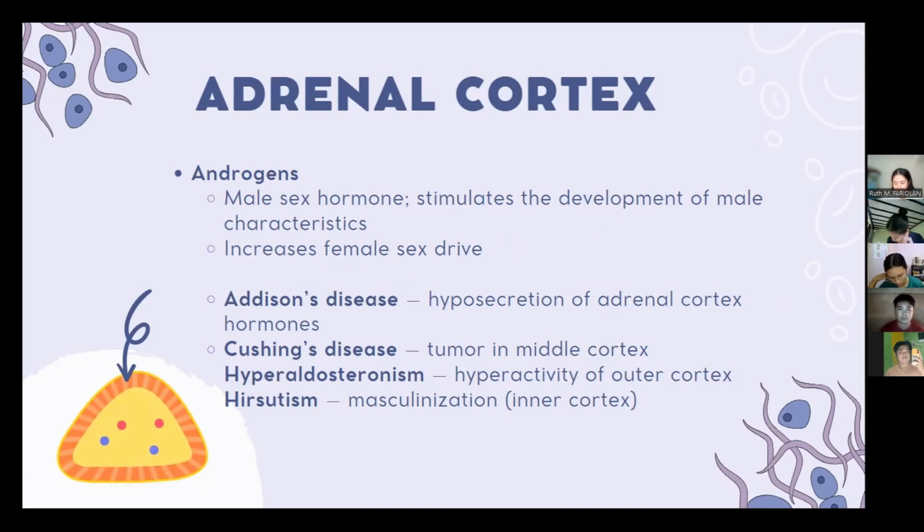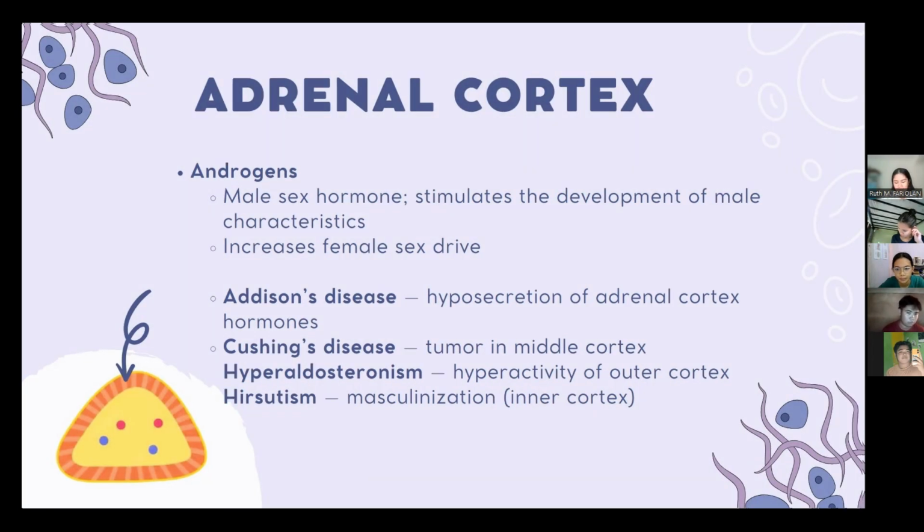Cushing disease is a tumor in the middle cortex. Hyperaldosteronism is hyperactivity of the outer cortex. Hirsutism is masculinization of the inner cortex.